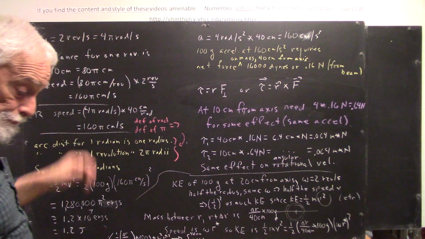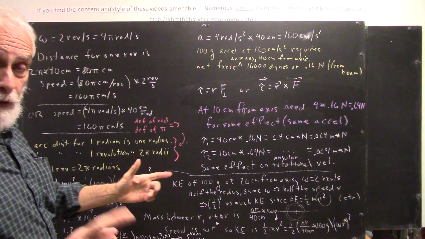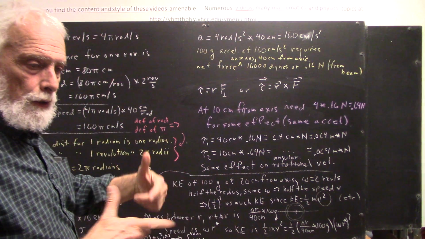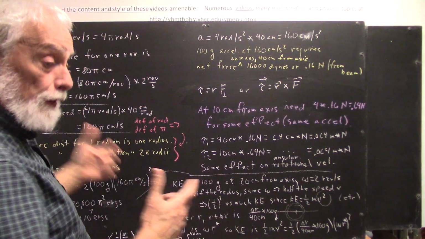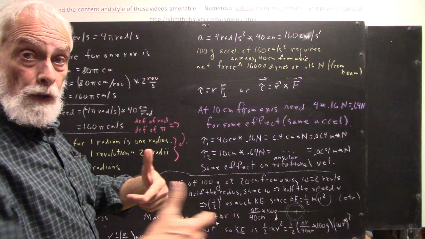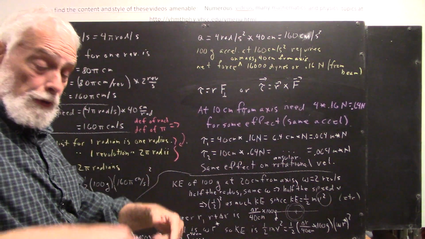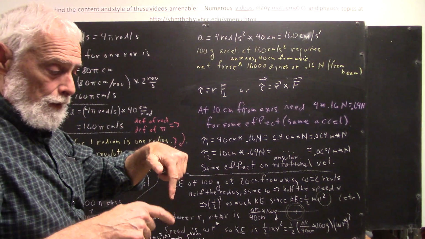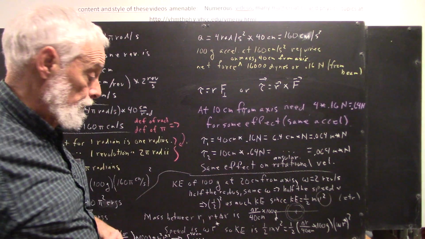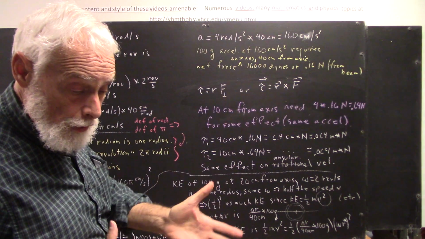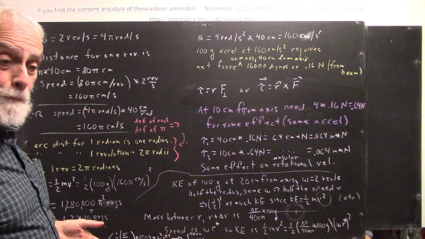We're given a 100-gram mass at the end of a beam, and the beam's rotating, and the mass is, I believe, 40 centimeters. Yeah, 40 centimeters from the axis of rotation. So the beam is rotating like this, about an axis, and the 100-gram mass is 40 centimeters from that axis. And the rotation of the beam is at 2 revolutions per second.